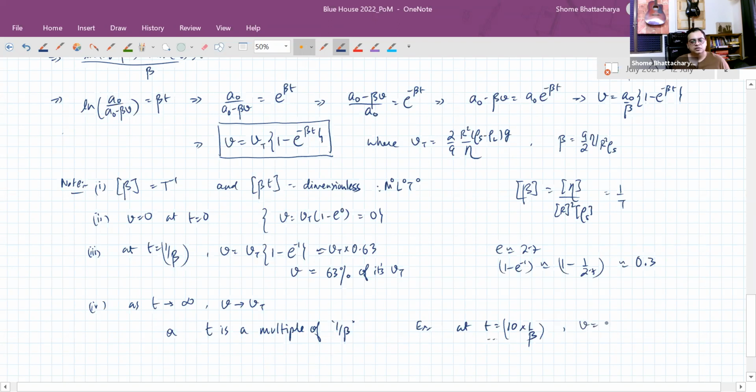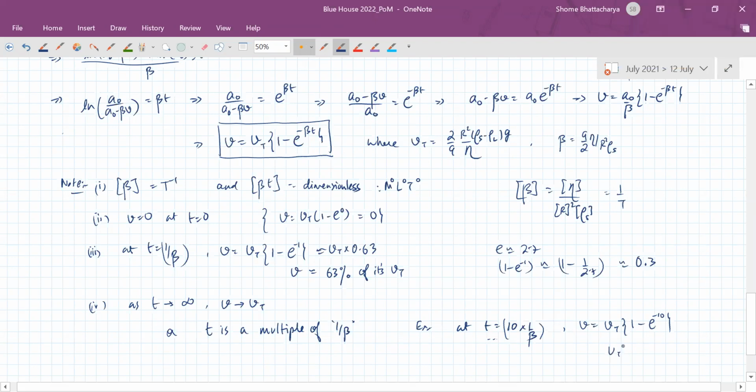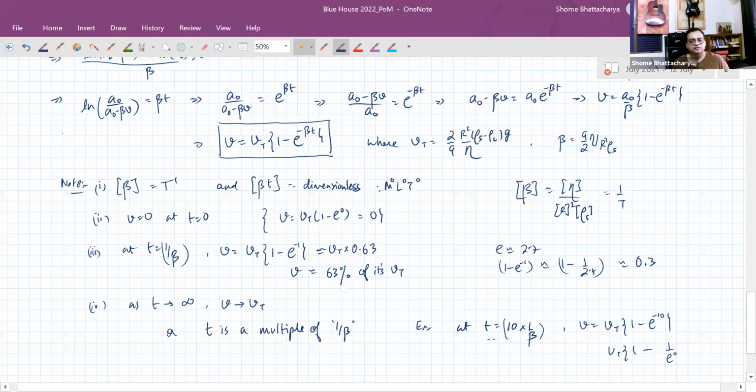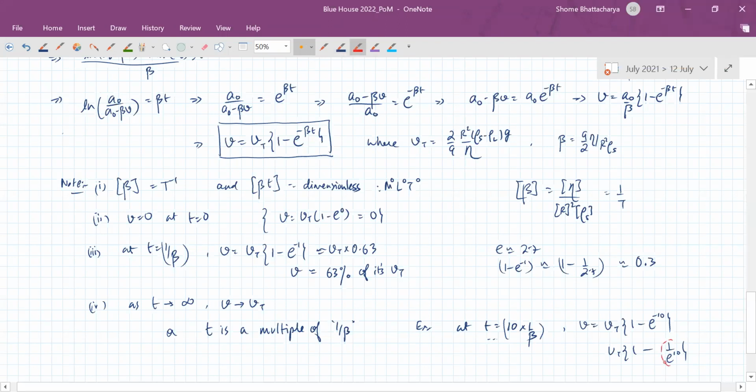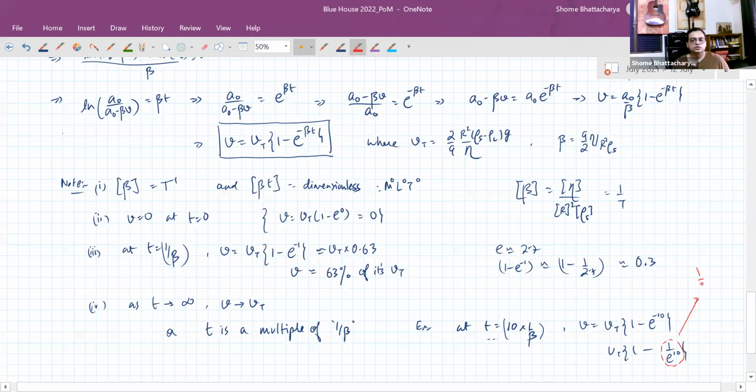Your v will become terminal velocity into 1 minus e raised to the power minus 10, because that factor is beta into t. It will be nearly equal to 1. You can see that this factor, 1 upon e raised to the power 10, is quite small. Even if you take a very approximate value of e like 3, it's very small compared to 1. So for all practical purposes, this will be like 0.9999 something of terminal velocity. It's very close to terminal velocity. So what we mean by t tending to infinity is actually this.